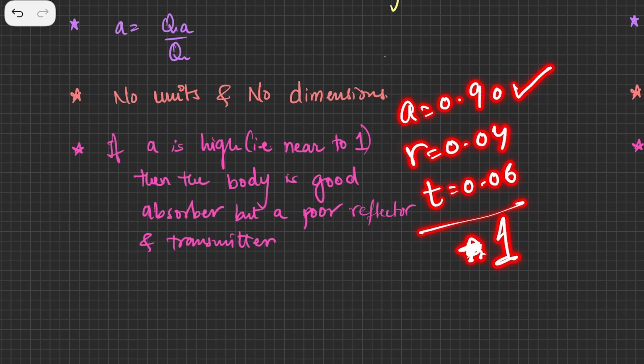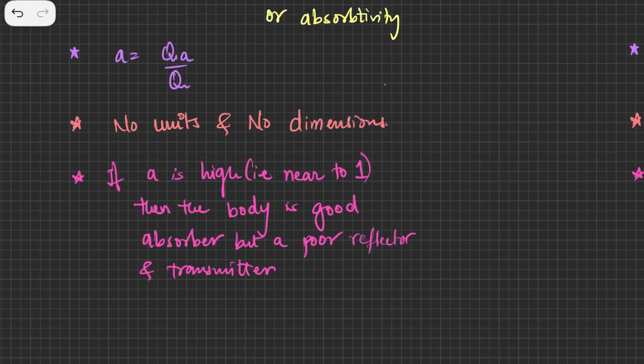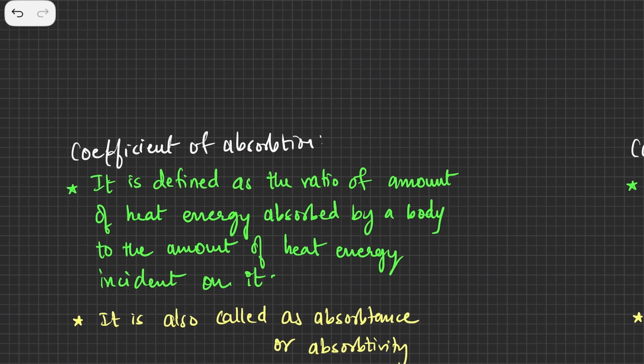If you see, this has a very high value of A, very low value of R, and very low value of T. So this body should be a good absorber, and if it is a good absorber, then definitely its reflectance and transmittance are low, so this body is not a good reflector and not a good transmitter. And you can just work around the other side as well. So we have done it for coefficient of absorption.